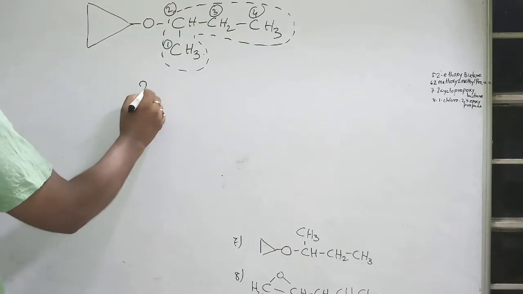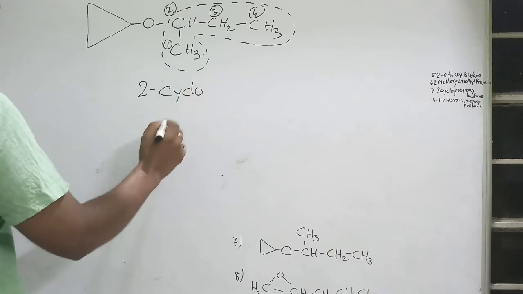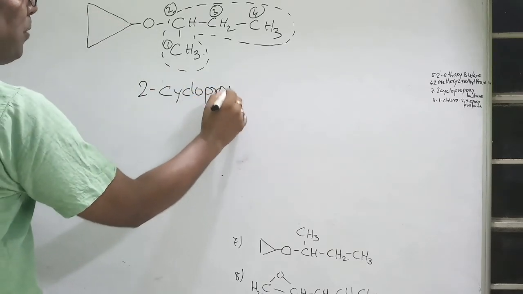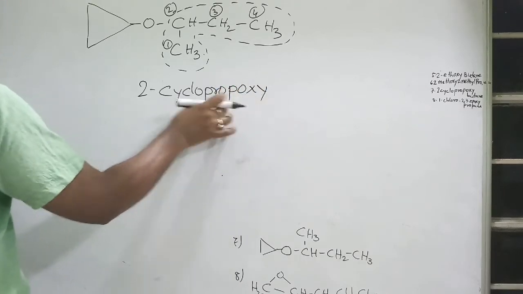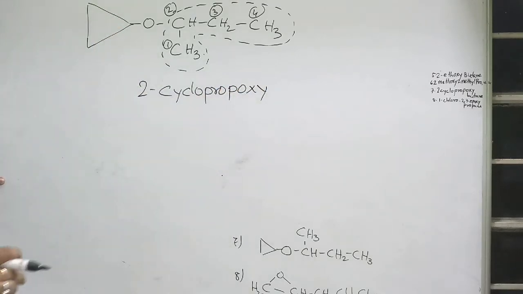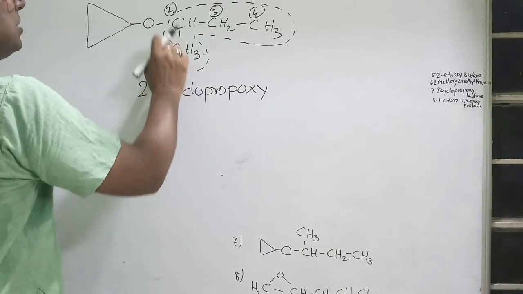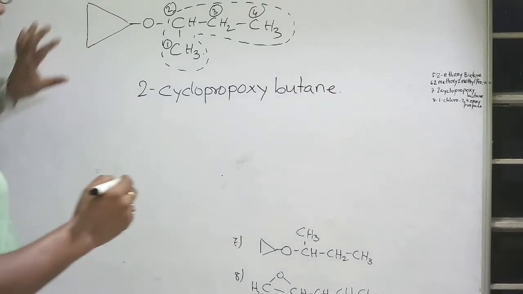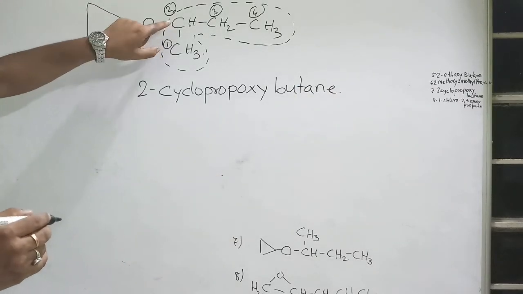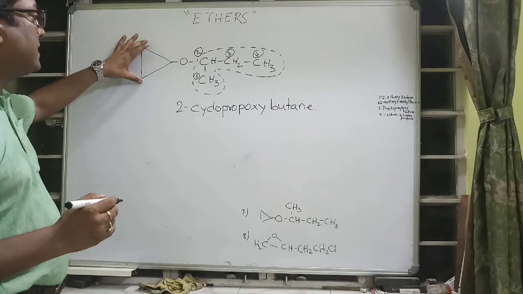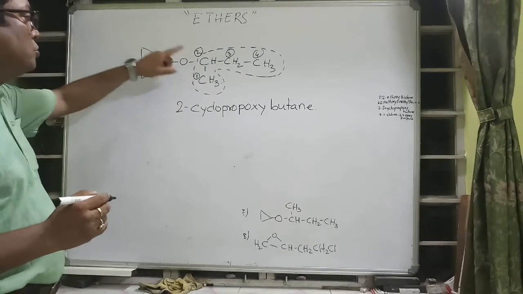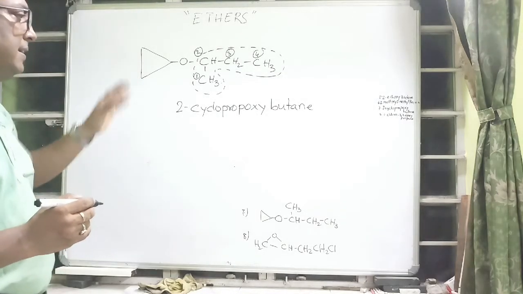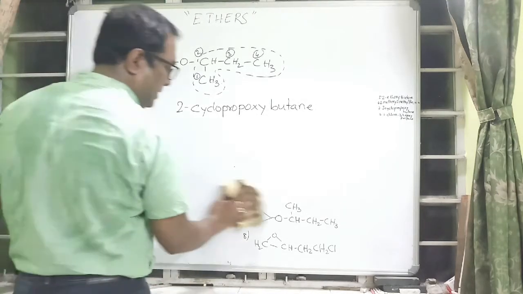So I will write here 2-cyclopropoxy, because the oxygen is attached to the cyclopropane, and this is butane. I will tell you once more, this is the second carbon. On the second carbon, the oxy group is attached to the cyclopropane. So 2-cyclopropoxybutane. This is all. And last to go is such a compound.